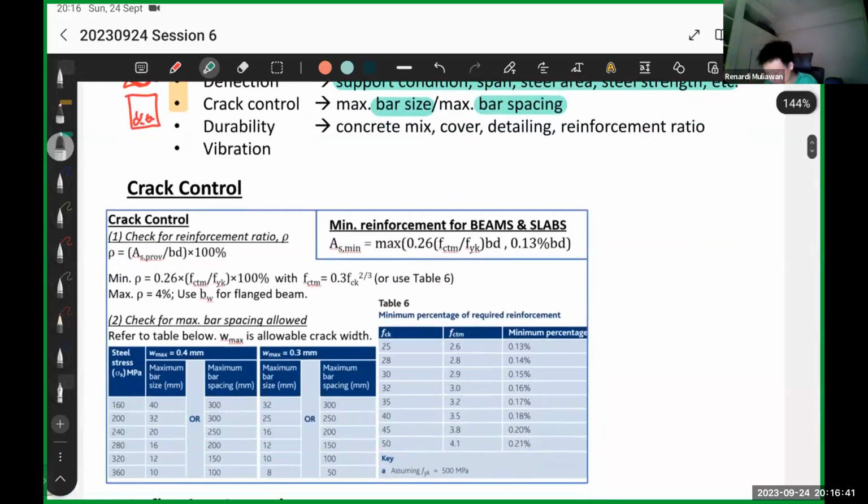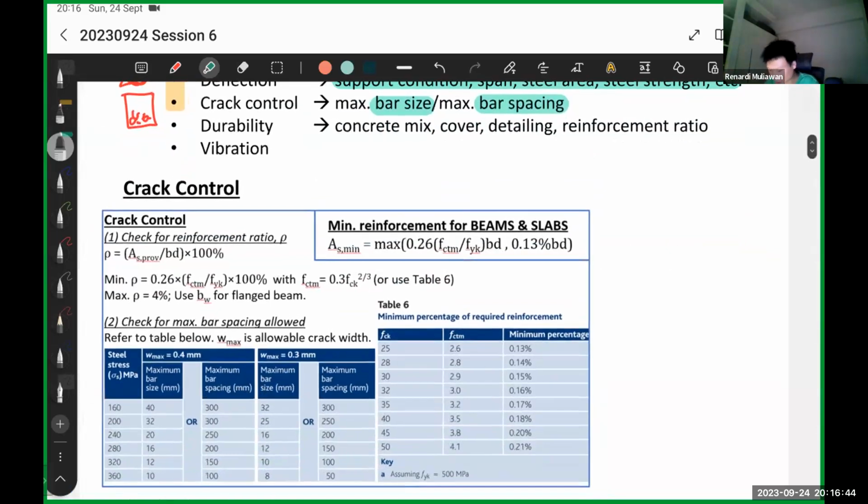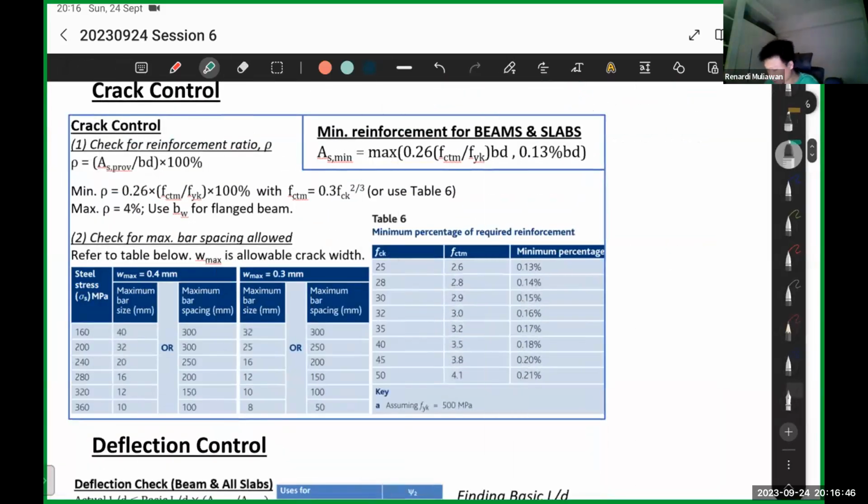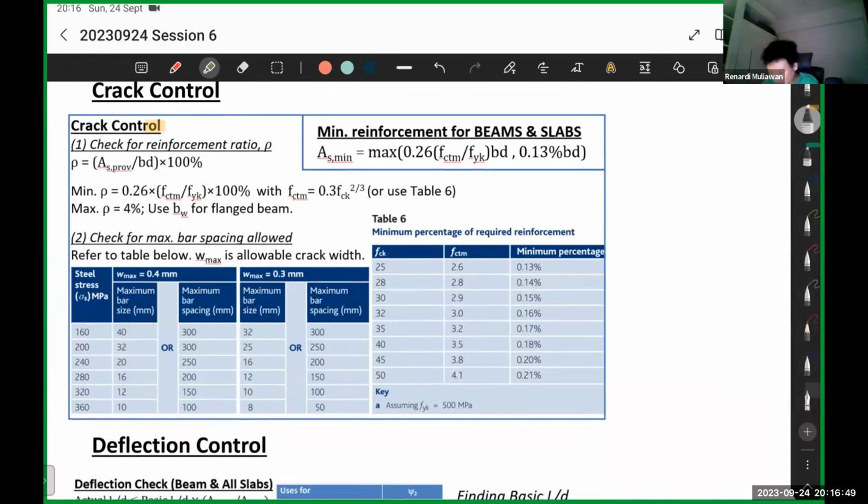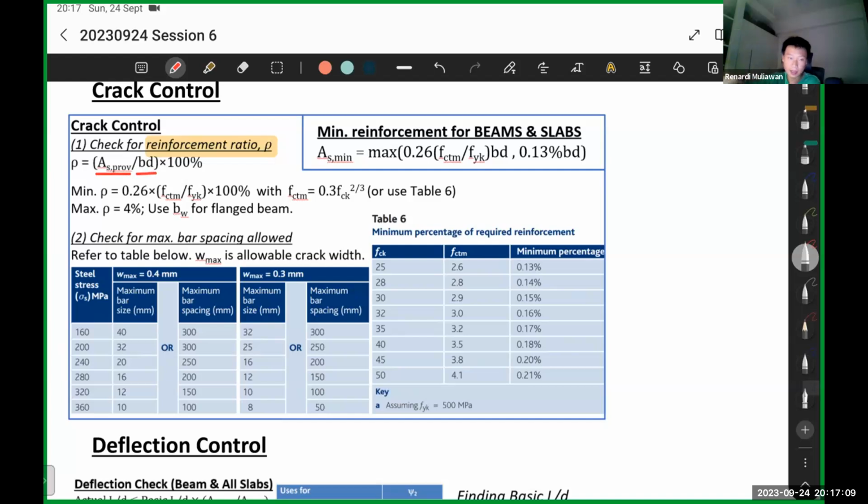Okay, so let's start with crack control first. For crack control, it's quite straightforward. We need to check two things. First thing is the reinforcement ratio. If you see the formula here and the vocabulary here, it's reinforcement ratio. It's basically how much you reinforce divided by the area of concrete, quote unquote. So it's just A_s provided divided by b times d. For reinforcement ratio, the symbol is rho.